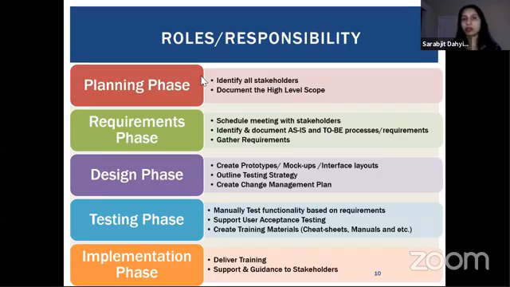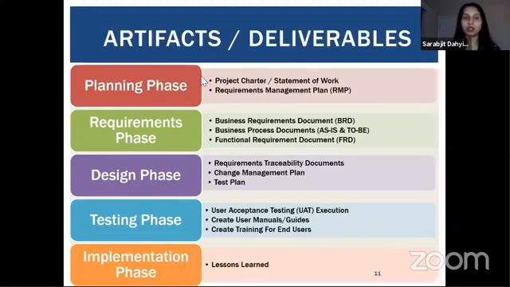So these are roles and responsibilities. And again, based on the phase of the project that you're in, they'll be different, right? And if you're working on 2 or 3 different projects, you'll be doing different things based on where your project is, what phase the project is in, okay? The next role, these are the artifacts or deliverables that you're responsible for as a business analyst, right?